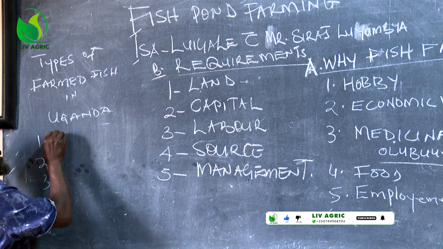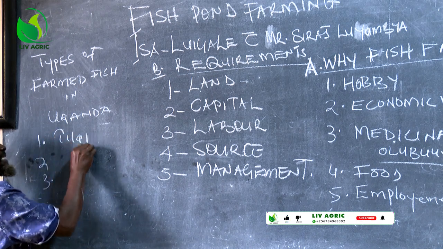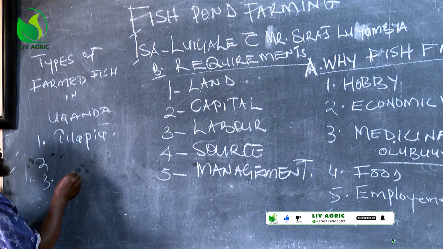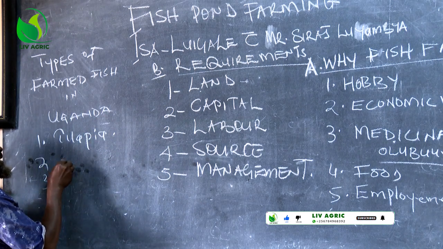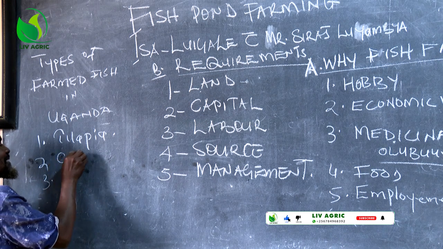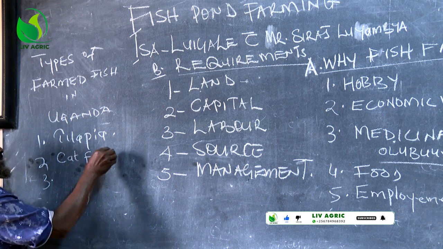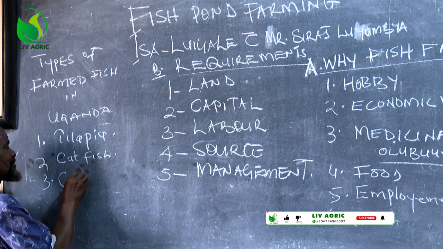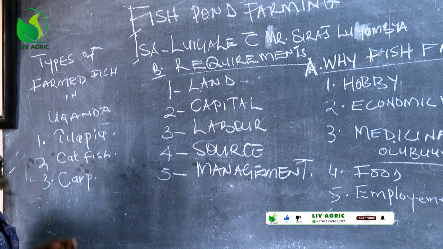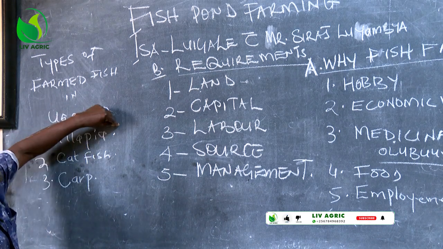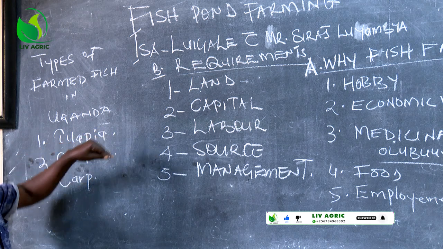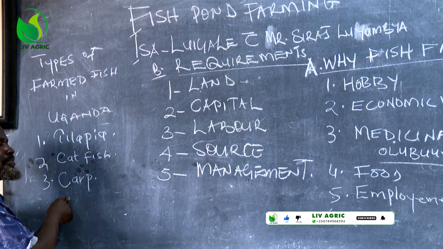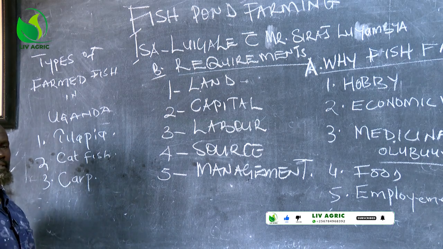We have what we call tilapia. We have another one, it is called catfish. Another one is called a carp. The tilapia and the catfish are indigenous to Uganda waters. The carp is an imported species.